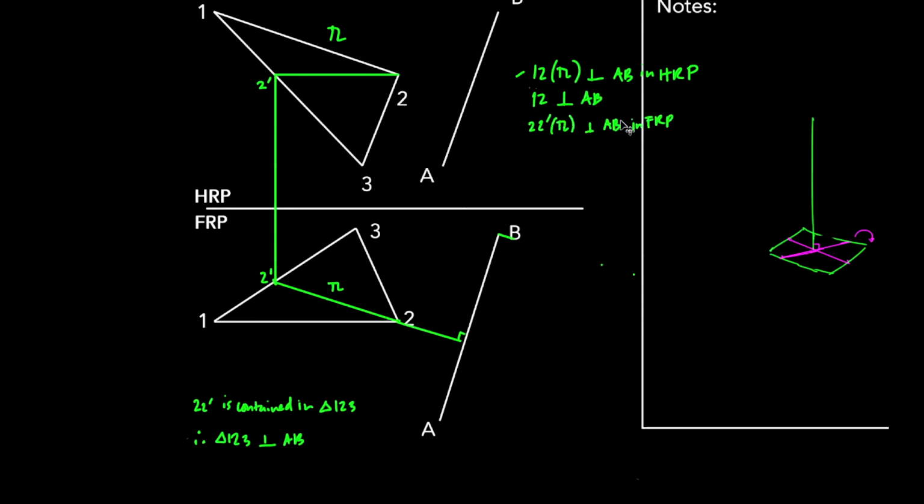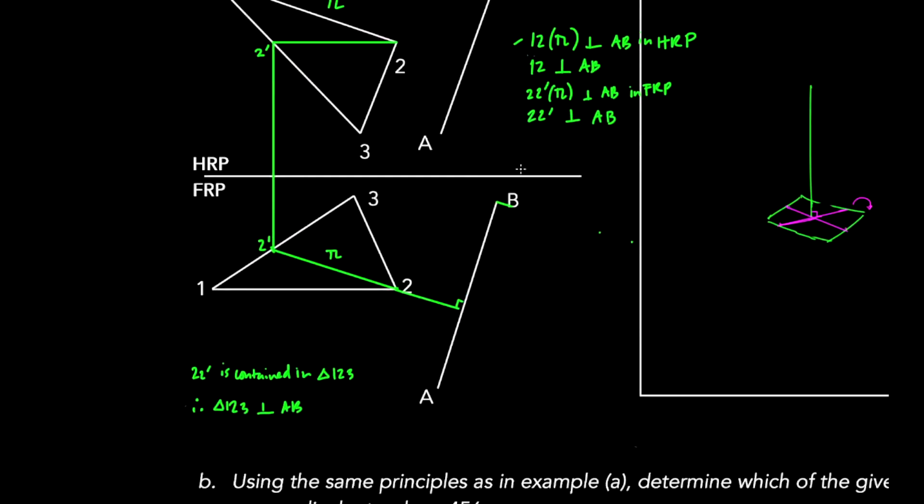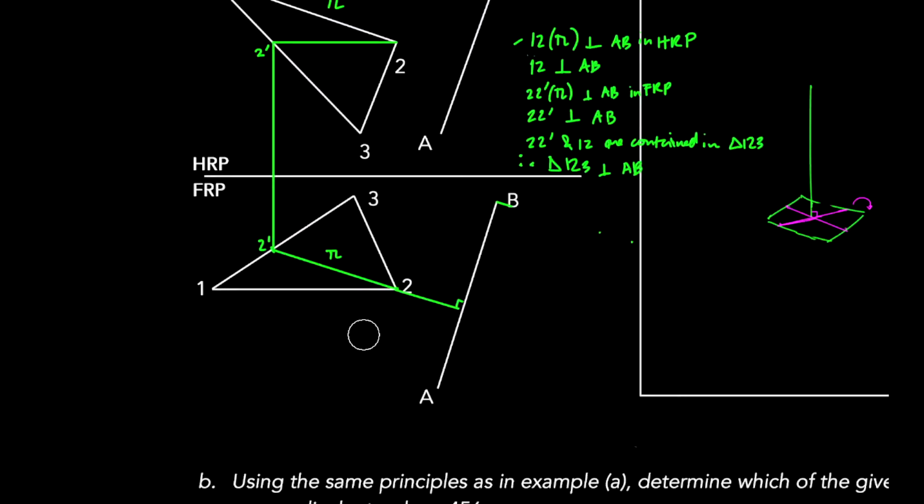2 prime in TL is perpendicular to AB in FRP. Therefore, 2 prime is perpendicular to AB. Tapos, since 2 prime and 1, 2 are contained in 1, 2, 3, therefore, pwede nang 1, 2, 3 is perpendicular to AB. Okay? So, ganun siya class, no?